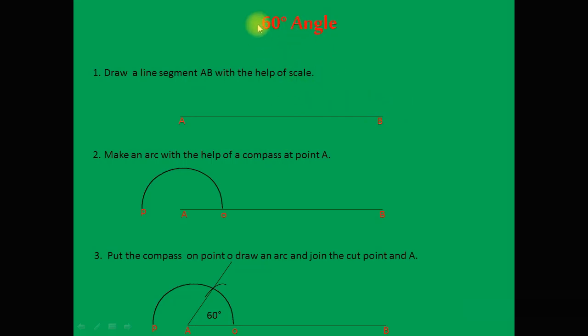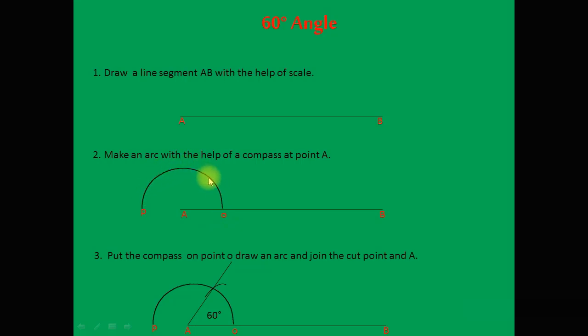If we are constructing an angle of 60 degrees at point A, then make an arc with the help of a compass at this point A. Put the compass here and open the compass about some radius like 1 cm or 2 cm. It depends on your choice. Then put the compass at this point and draw this arc.